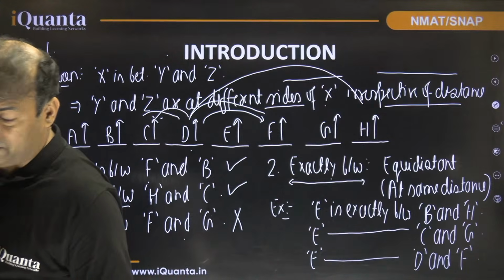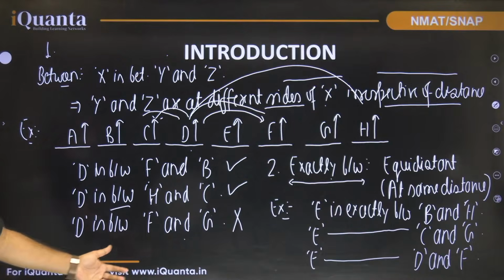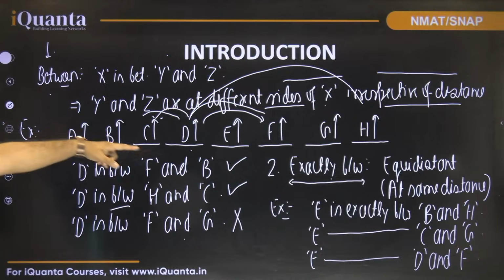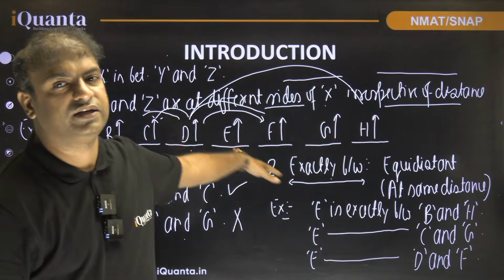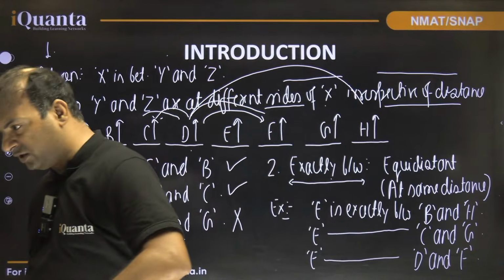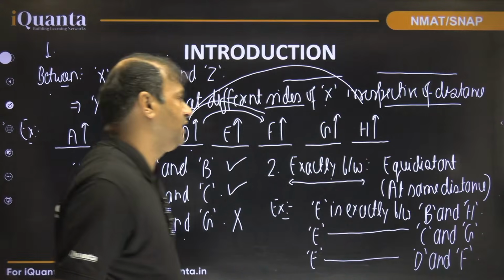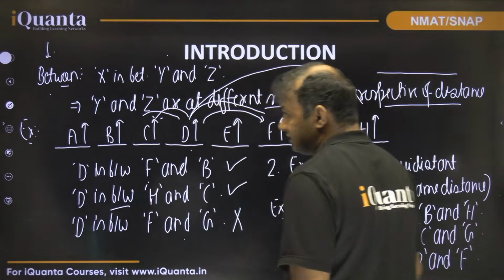They both are easy, but the students usually get confused with the first case of between. With the second case, usually students never get confused, right? So this is all about the relative information about this. Now I think we can start solving a few sets.